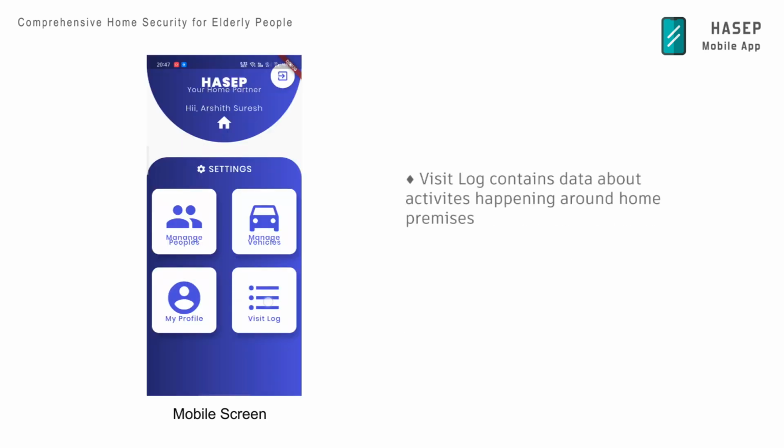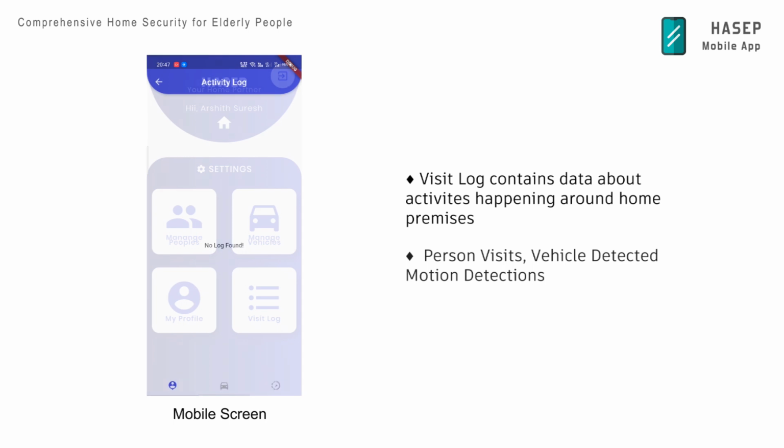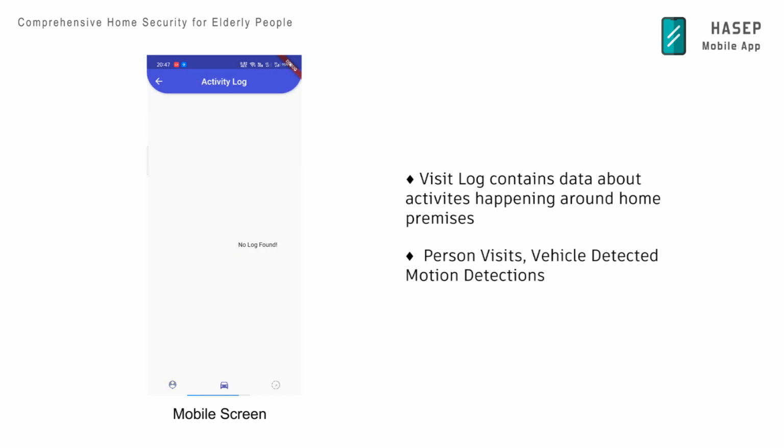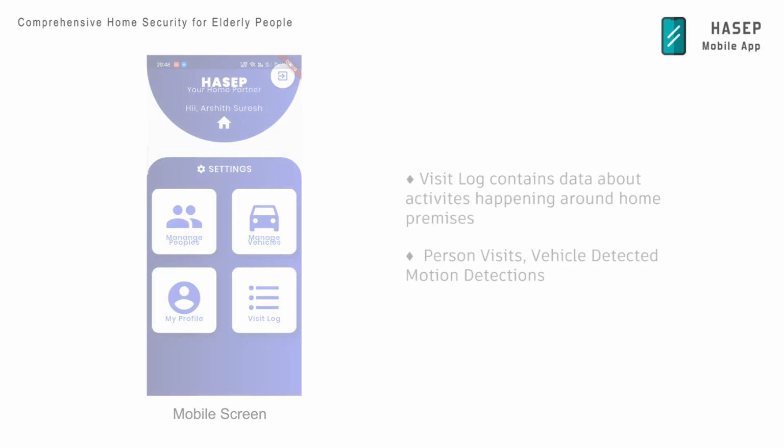Now comes the visit log page, where the user is able to see all the activities that have occurred around his home premises. They are separated as person visit, vehicle detected, and motion detections. We will see how this works along with the other modules.